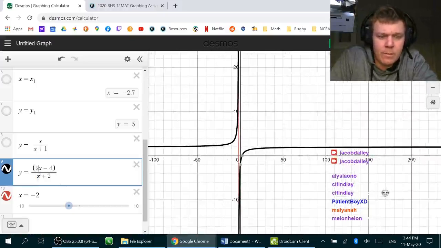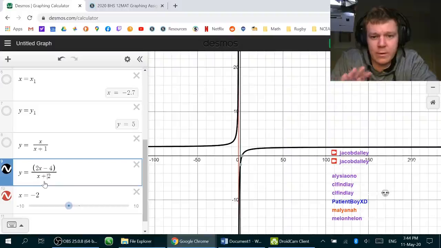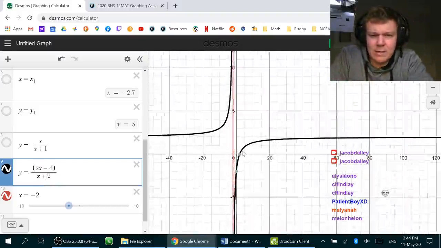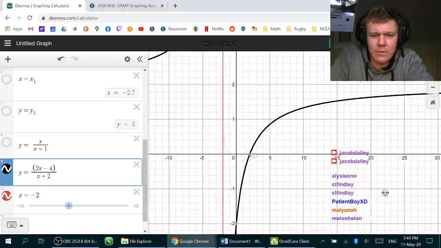So you can use those two things: what's happening as x is going to infinity, and then what's happening as this bracket, what's under the fraction, is heading to 0, and you can use that to find your asymptotes.